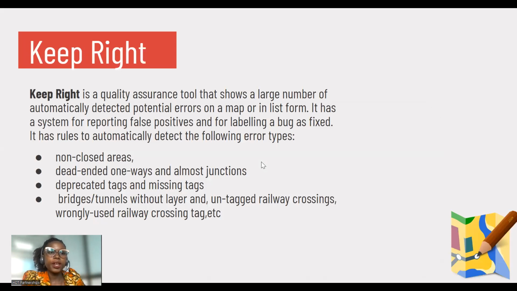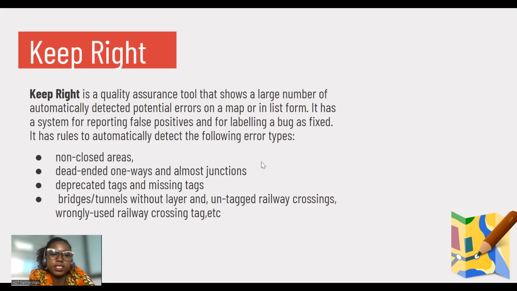So what is KeepRight? KeepRight is a quality assurance tool that shows a large number of automatically detected potential errors on the map. It also lists a system of false positives and labeling of bugs. So what are false positives? A false positive is something that has accidentally been selected as a data quality issue, yet it is not. I'll illustrate that when I get to the demo.